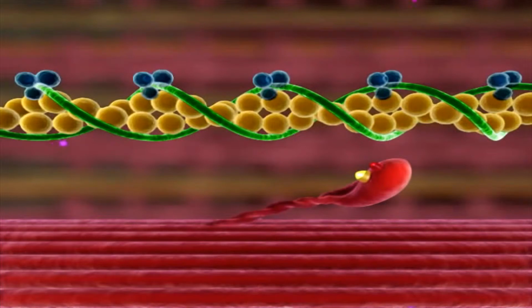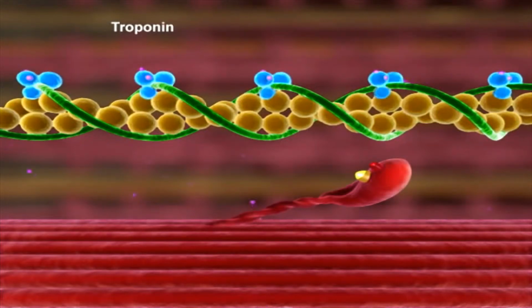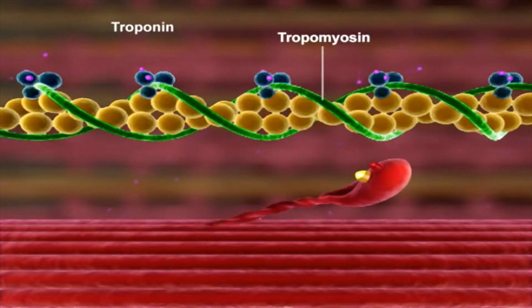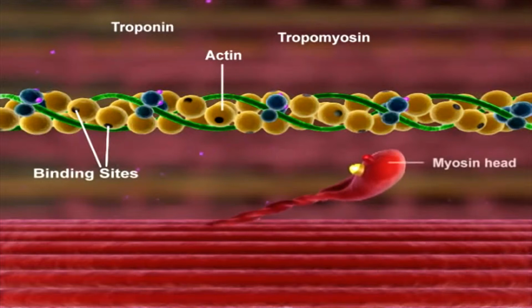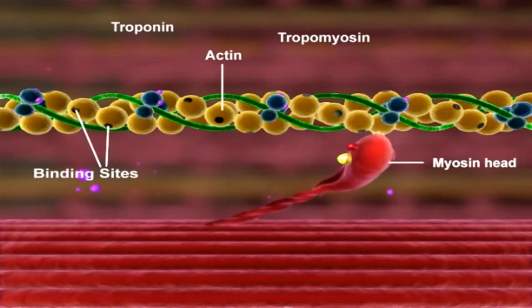The formation of a cross bridge is initiated when calcium ions, released from the sarcoplasmic reticulum, bind to troponin. This binding causes troponin to change shape. Tropomyosin moves away from the myosin-binding sites on actin, allowing the myosin head to bind actin and form a cross bridge.